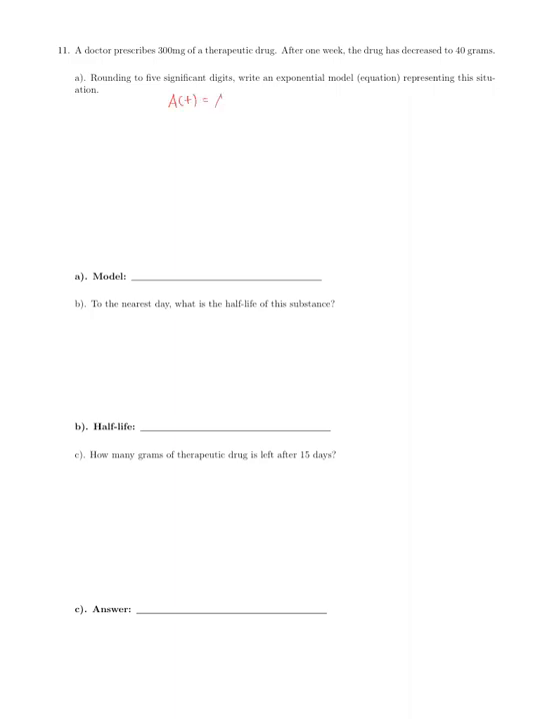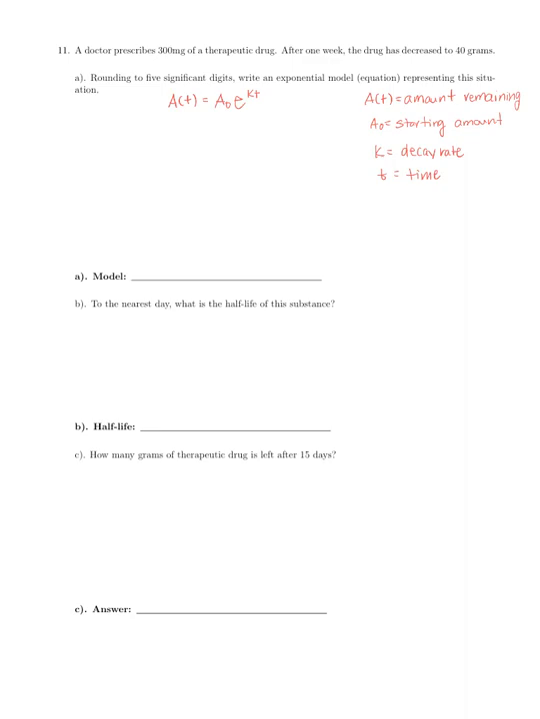A of t equals a sub 0 e to the kt, where A of t is the remaining amount, and then a sub 0 is the starting amount, and then k, in this case, since it's decreasing to 40 grams, is the decay rate. And then t is the time.